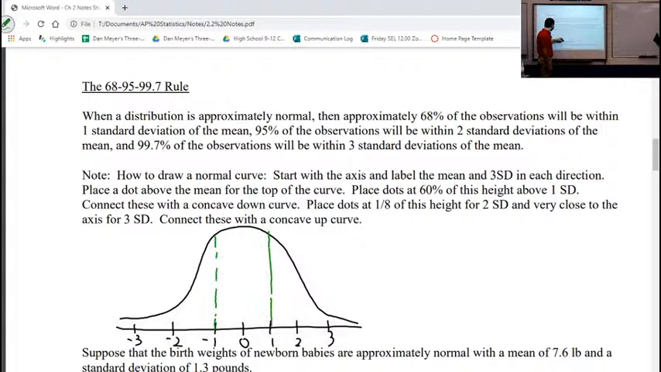If I'm zooming in on just within one standard deviation of the mean, so one standard deviation to the right, one standard deviation to the left, that area is going to be 68% of the data, or 0.68 of the area. So 68% of the data is going to be between one standard deviation below the mean and one standard deviation above the mean.